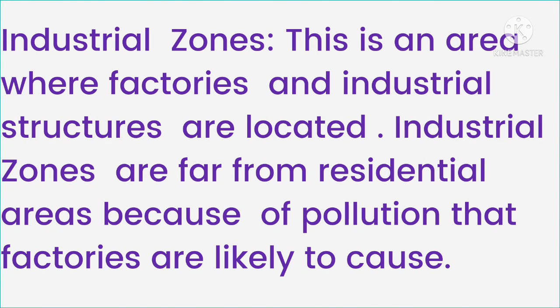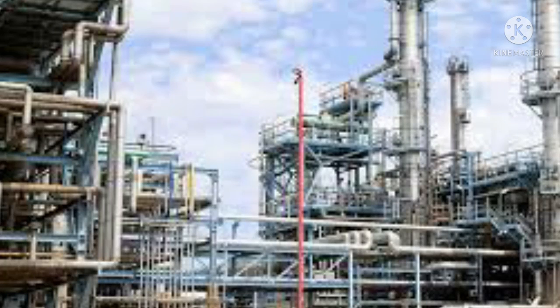Next is the industrial zones. This is an area where factories and industrial structures are located. Industrial zones are far from residential areas because of pollution that factories are likely to cause. So in any city where industrial areas are sited, they are often far from residential properties so as to avoid the gas emission, smoke, and pollution in the atmosphere, making communities and cities around safe for living. This is an image of an industry.